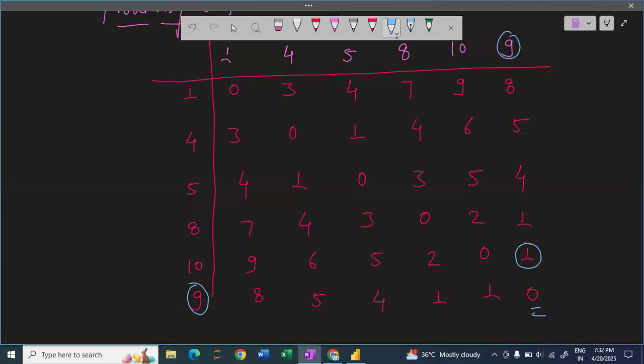So 9 and 10. These are the two data points, 10 and 9, so we can create one cluster with these, like this.